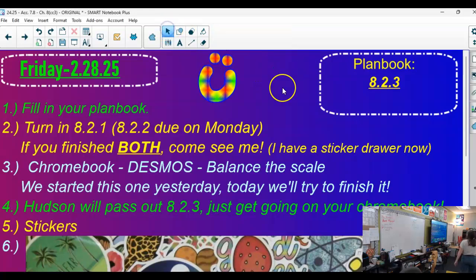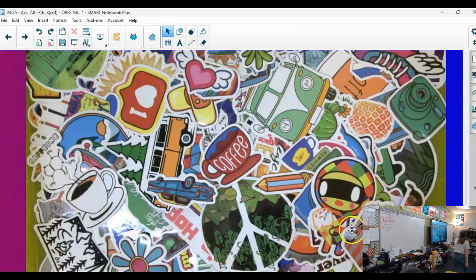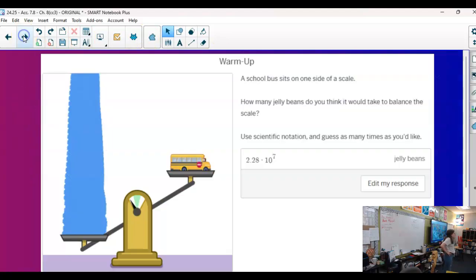I don't know if I scrolled down yet to show you guys. There's tons of sticker options. So, yeah. All right, take it away, Cora.